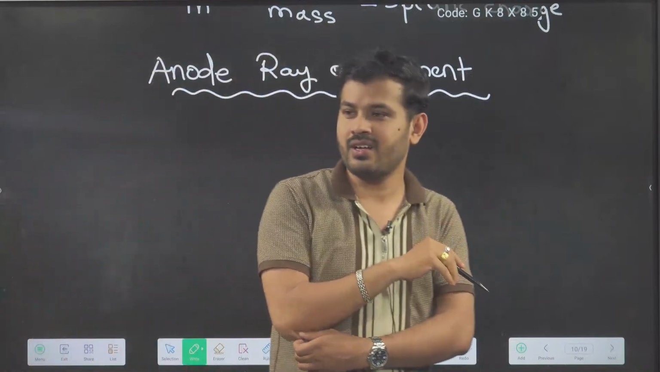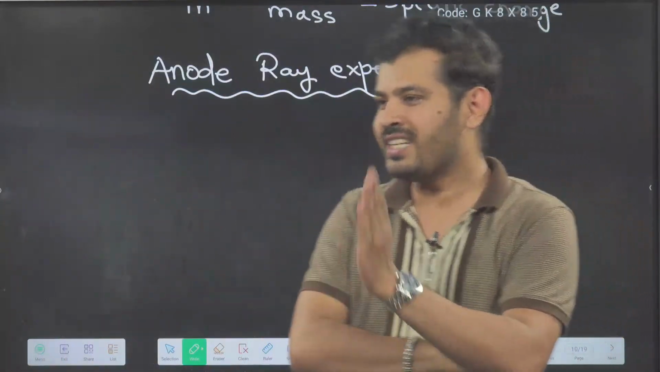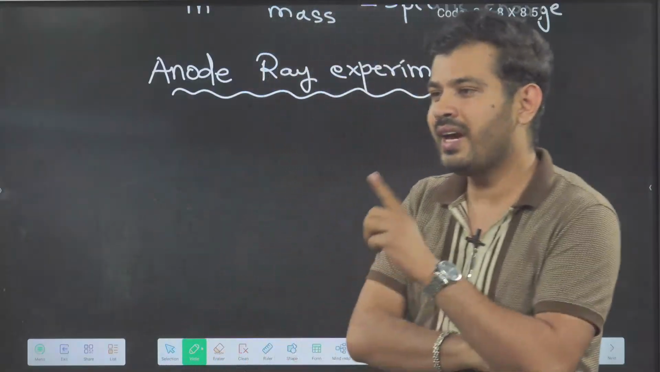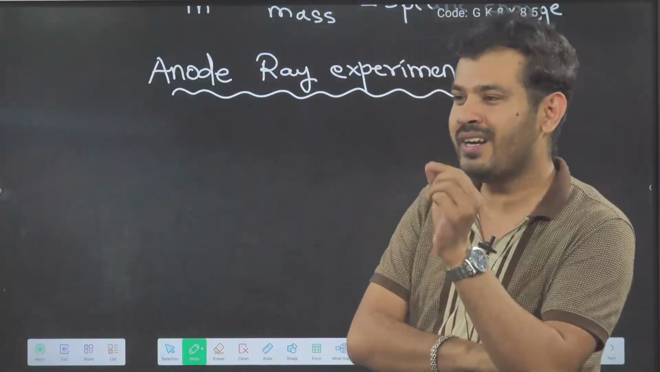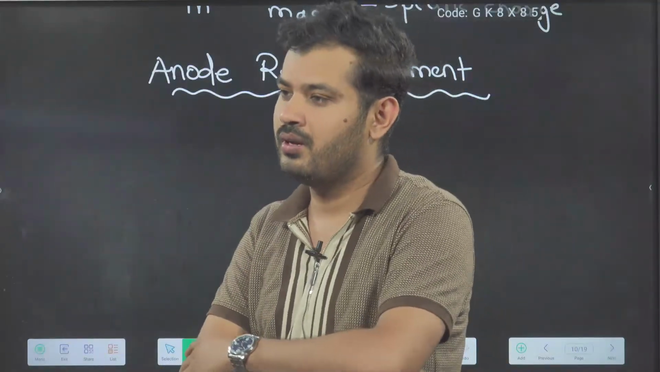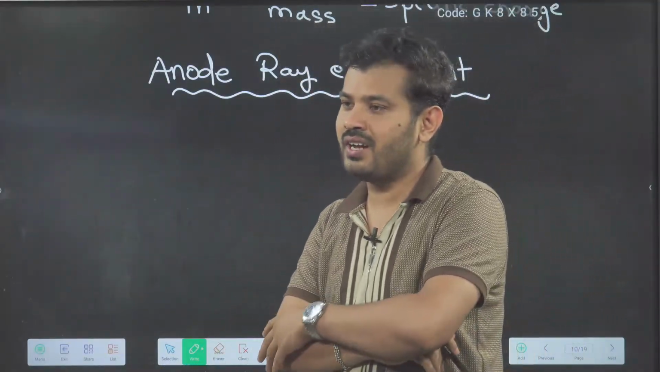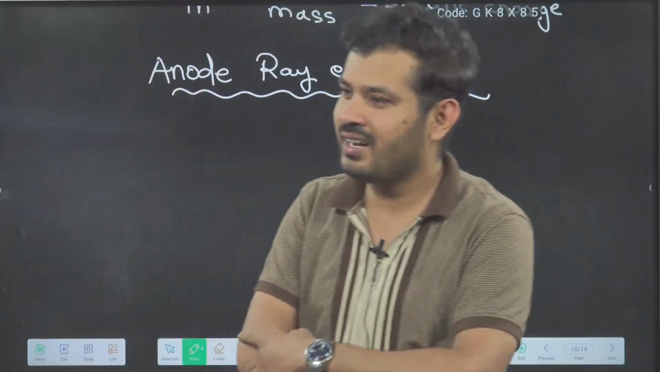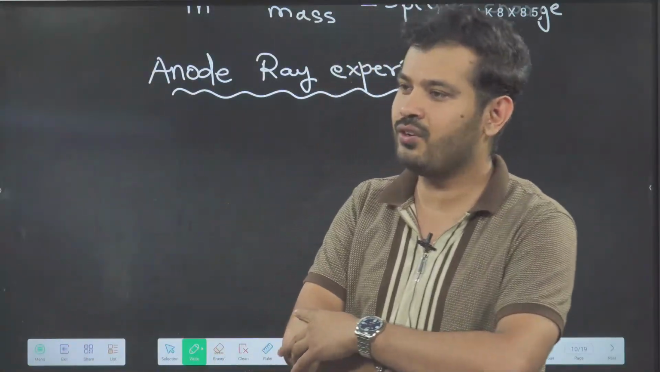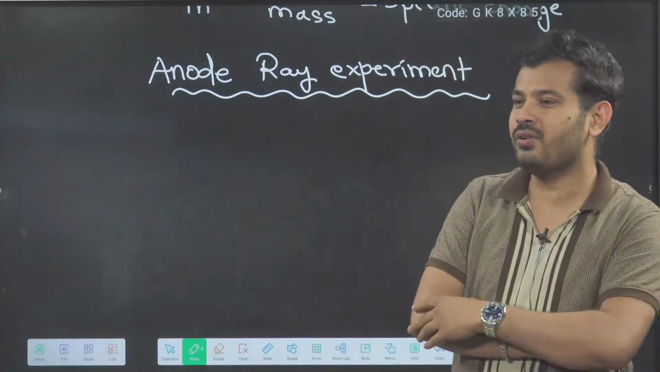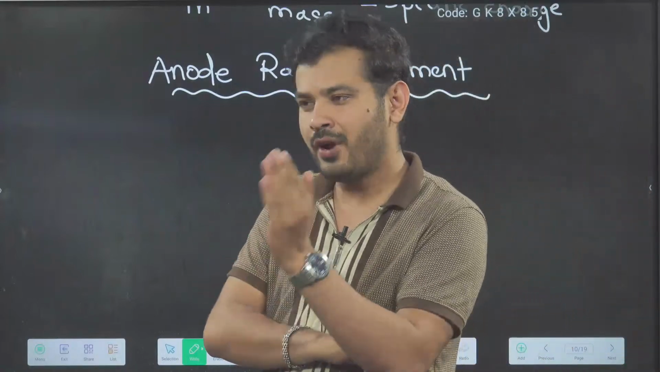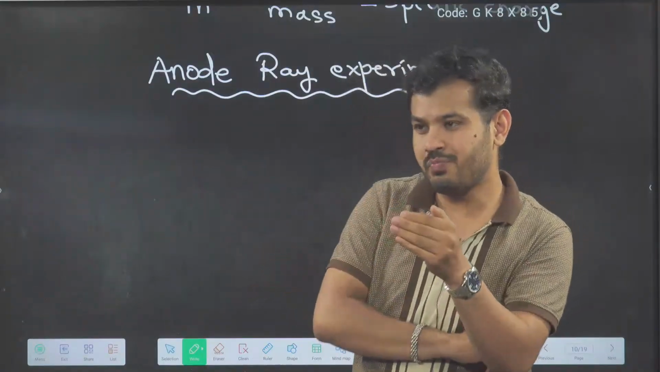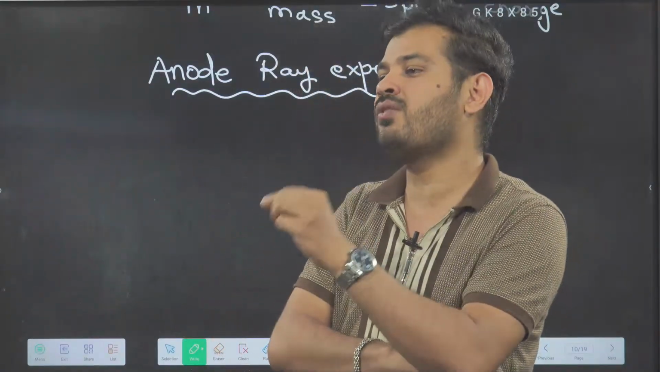In the anode ray experiment, we have a similar kind of setup as that of the cathode ray experiment. Please tell me, in the cathode ray experiment, in which electrode have we made the holes? Anode. Someone said cathode. It is not cathode. On the anode, we are making a hole. In the cathode ray experiment, the ray will start from the cathode and go towards the anode, so it has to pass through the anode. That's why in the anode we make the hole, right?